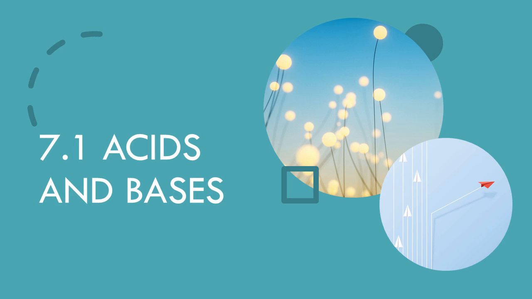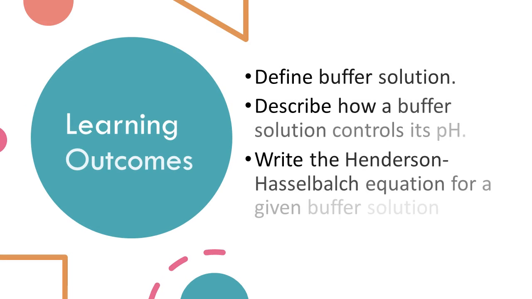(7.1) Acids and bases. Learning outcomes for this subtopic are: define buffer solution, describe how a buffer solution controls its pH, and write the Henderson-Hasselbalch equation for a given buffer solution.